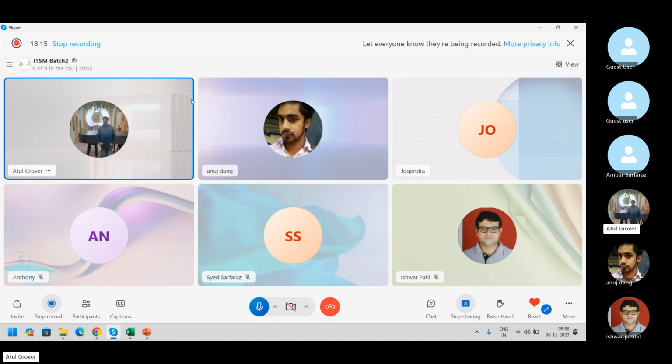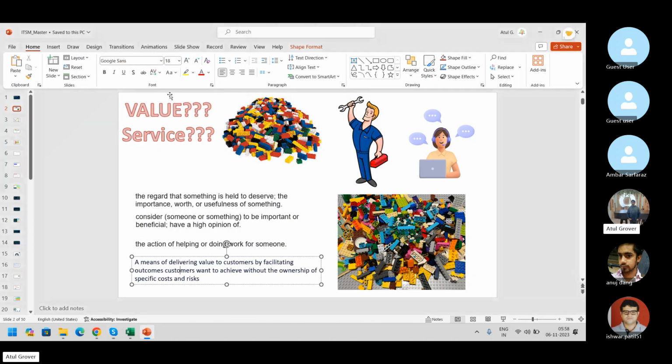After the complete dinner, his wife says, yes, it was a nice celebration. I enjoyed it. Anuj also says, yes, I enjoyed it. The money he put, he got that value. This is what the meaning is: a means of delivering value to the customer.